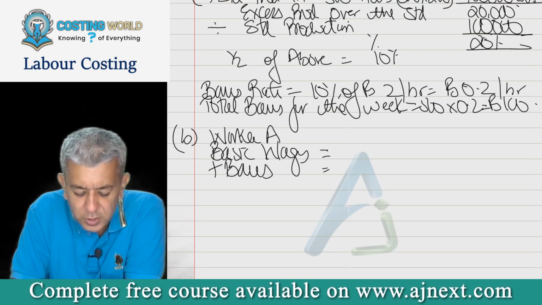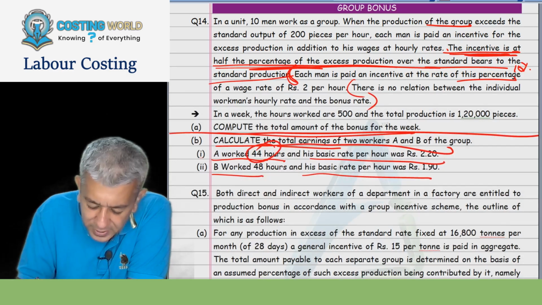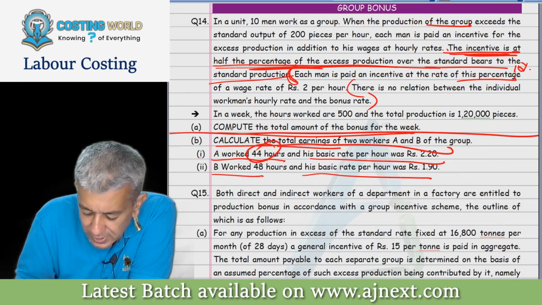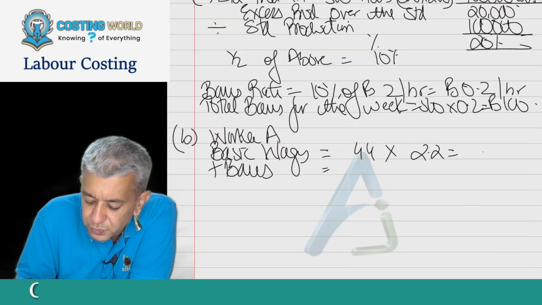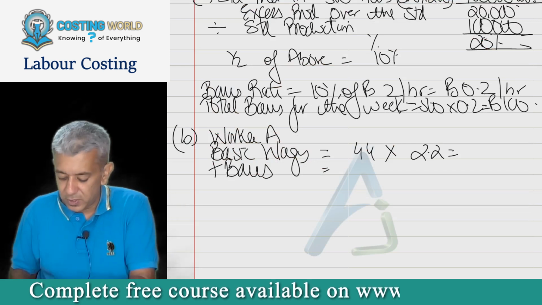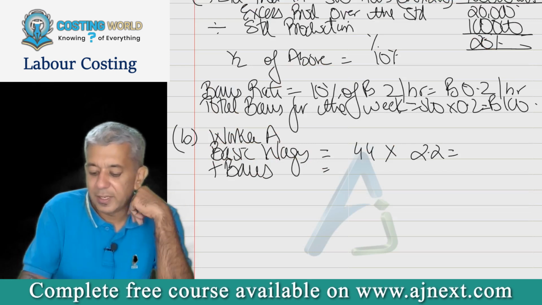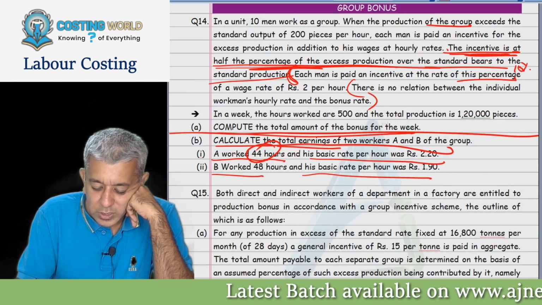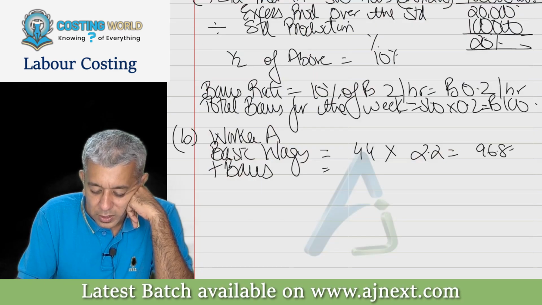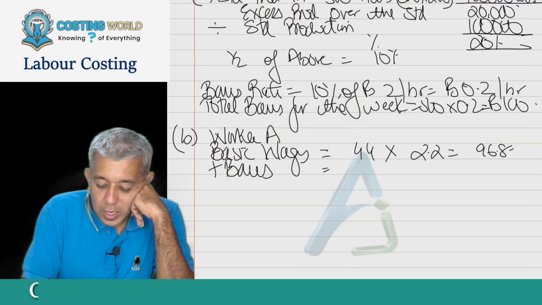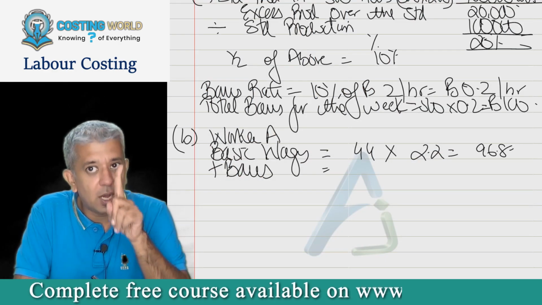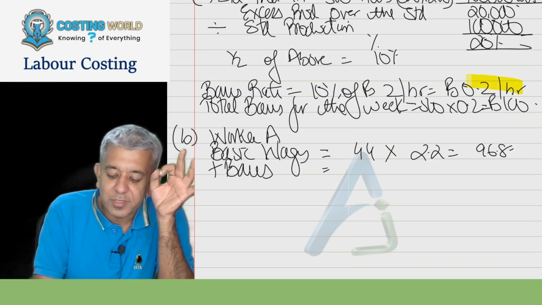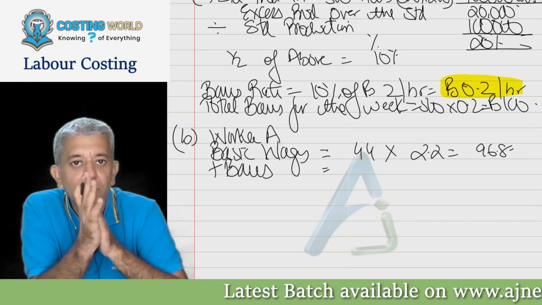Now basic wages in this particular case, he has worked for how many hours here? 44. And I am going to pay him his basic wages at the rate of 2.2. So this figure will be 44 into 2.2, that is 96.8, plus bonus. Now can we say each hour a worker works, he gets bonus at the rate of 0.2 per hour? Yes, sir. That is what we wrote above.